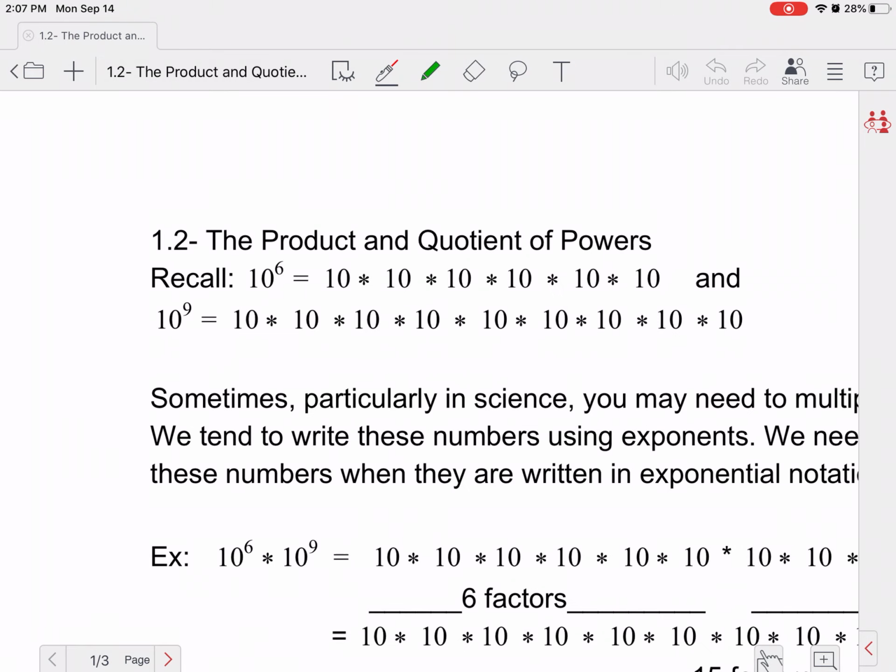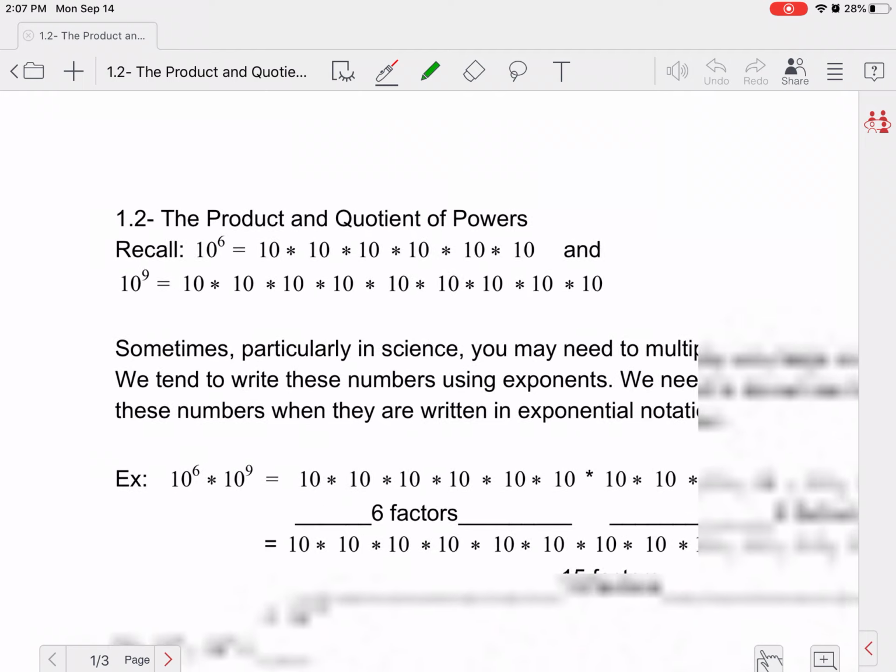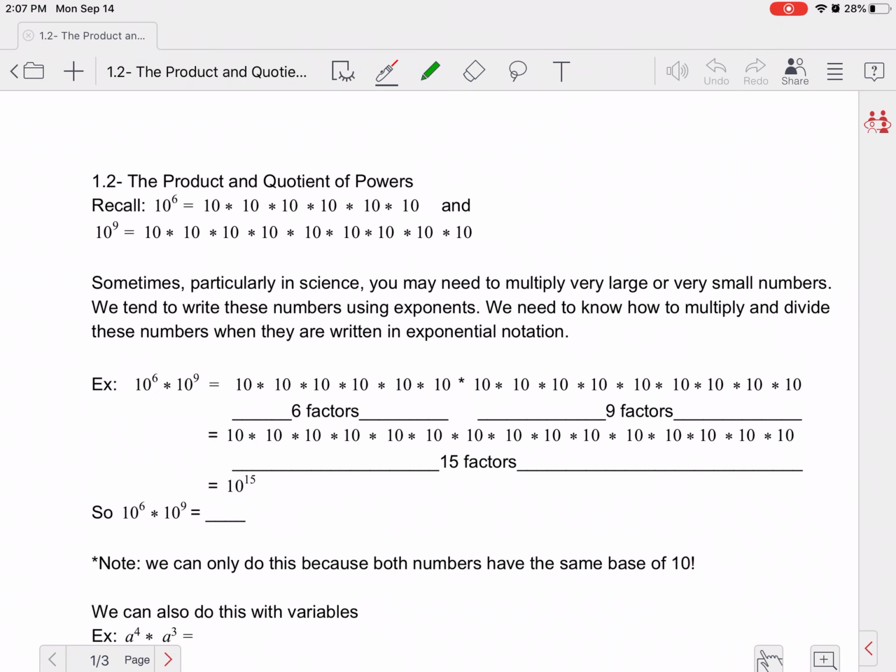Just as a recall here, remember 10 to the 6th is writing 10 six times and multiplying it together. And 10 to the 9th is multiplying 9 tens together. Sometimes, particularly in science, you may need to multiply very large or very small numbers, and we tend to write these numbers using exponents. So we need to know how to multiply and divide these numbers when they're written in exponential form. It saves us a lot of time.